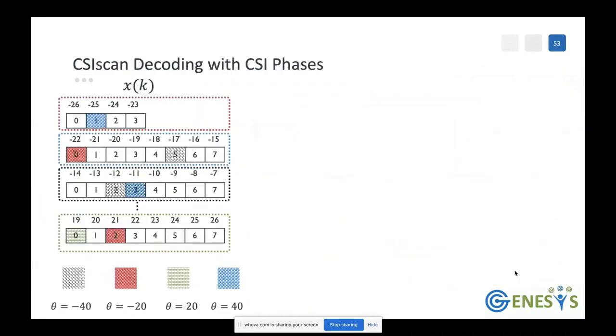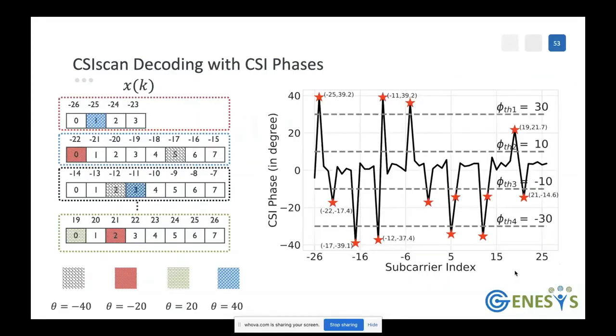From the decoding side, this is an example of the encoding on the left hand side. For the decoding, this is the CSI, processed CSI phase at the client side. We can simply divide into different thresholds and determine where exactly the phase distortion is added and how much distortion is added. And the client can use a similar phase and index mapping table to decode this information.